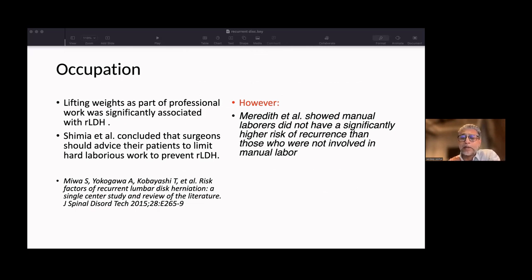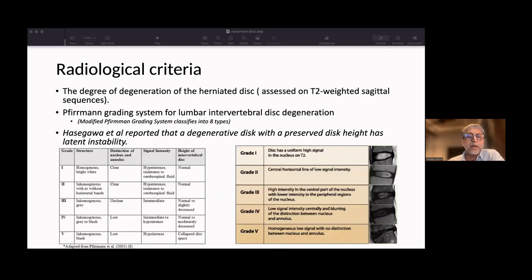While another paper by Meredith et al. showed that the manual laborers did not have a similar high risk of recurrence as compared to those who were not involved in manual labor. So again, there is a discrepancy, and there is no consensus on this, whether the hard work will increase the risk or not. Among the radiological criteria, the degree of degeneration of herniated disc has been associated with recurrence.